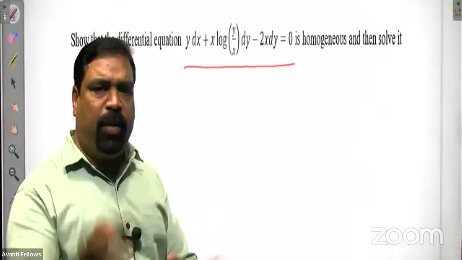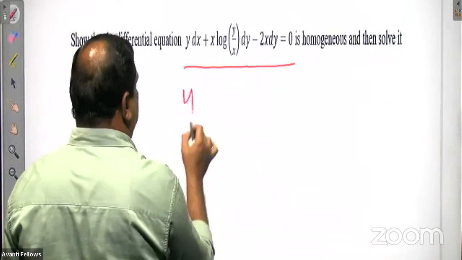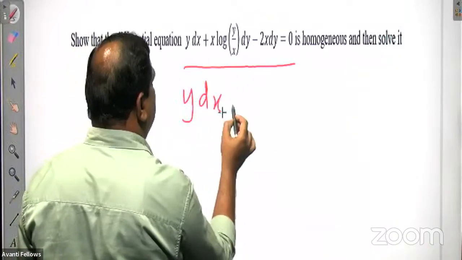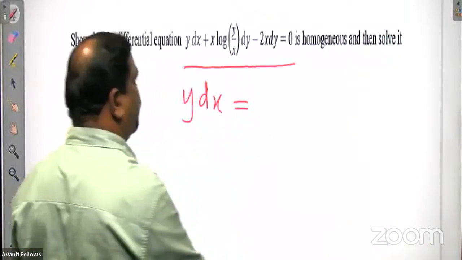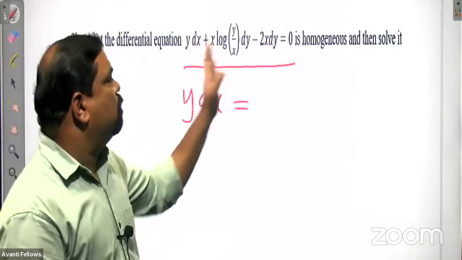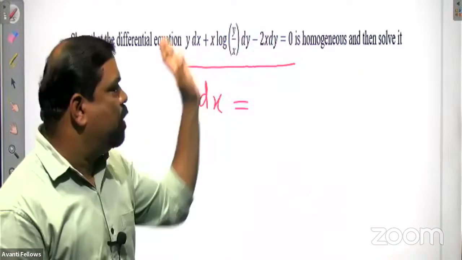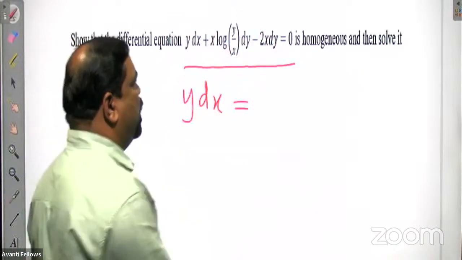So we have to rewrite this equation first. Okay, the given equation we have to rewrite either in dy by dx equal to form or dx by dy equal to form. So this can be written as y dx is equal to, you see, the remaining two terms are involving dy. In both the terms there are dy. So take those dy terms on the other side.